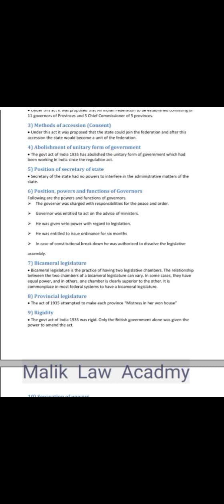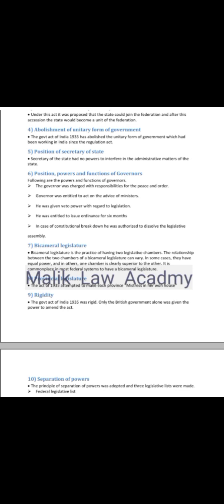Rigidity. The Government of India Act 1935 was rigid. Only the British government alone was given the power to amend the act. Separation of power. The principle of separation of power was adopted, and three legislative lists were made: federal legislative list, provincial legislative list, concurrent legislative list.